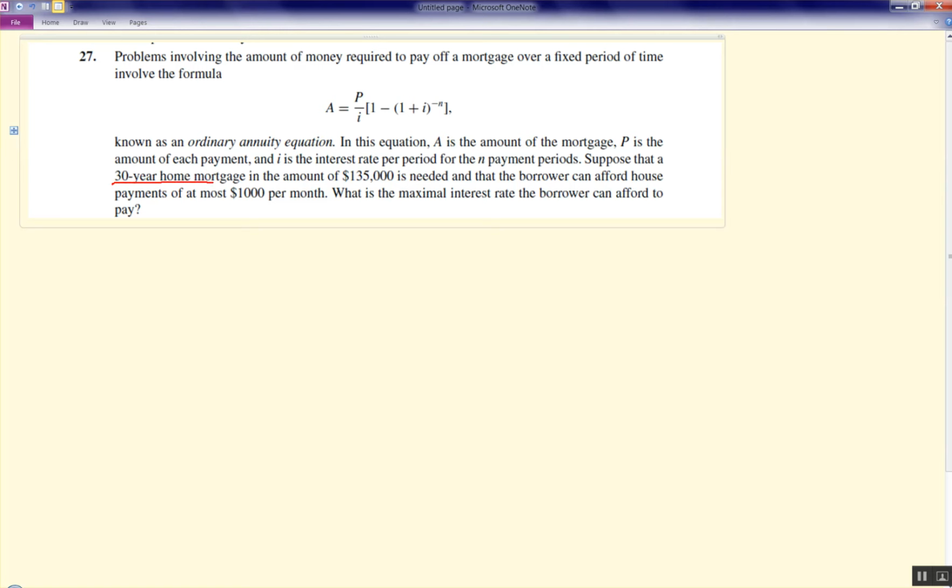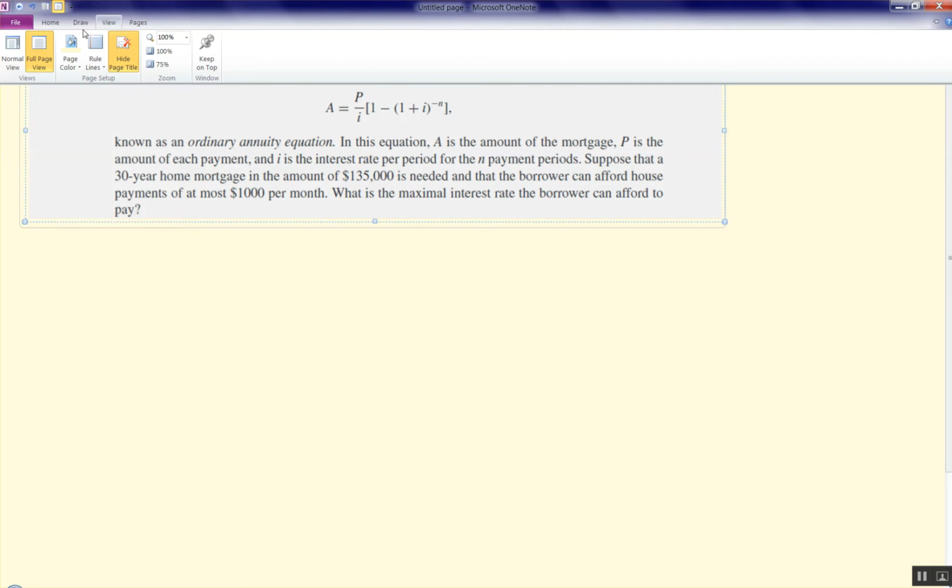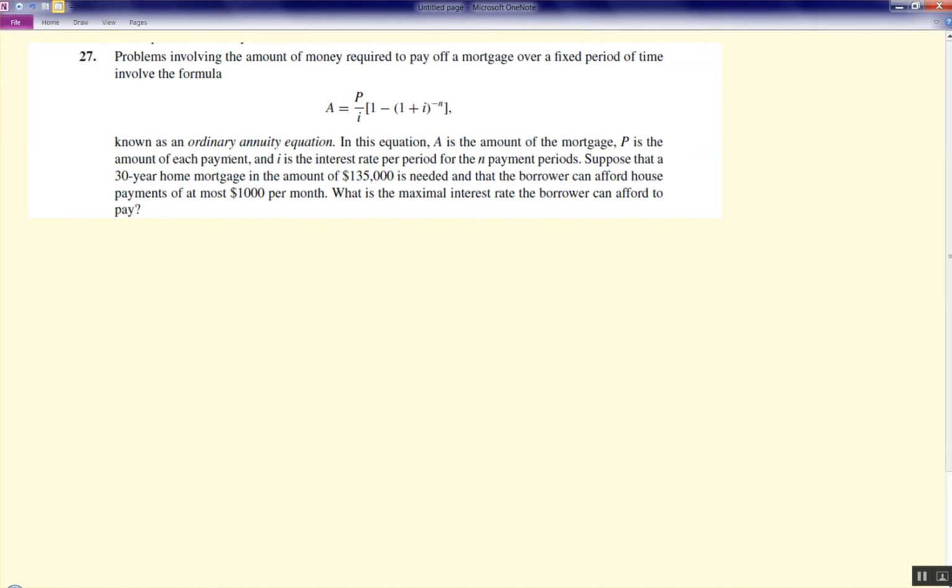So there's a 30-year home mortgage, and this is the amount needed, and the borrower will pay 1,000 per month, and we want to figure out the i. Put it in another way, A is 135,000, right? So this is the A, and P is the monthly payment, which is 1,000, and i is the interest rate that we are trying to figure out.